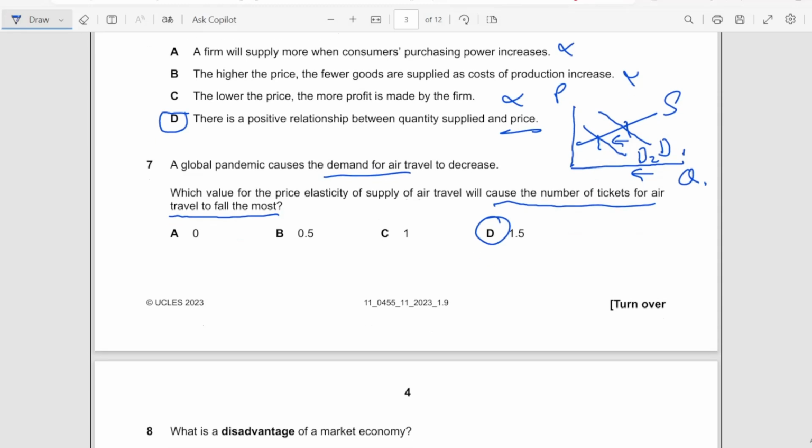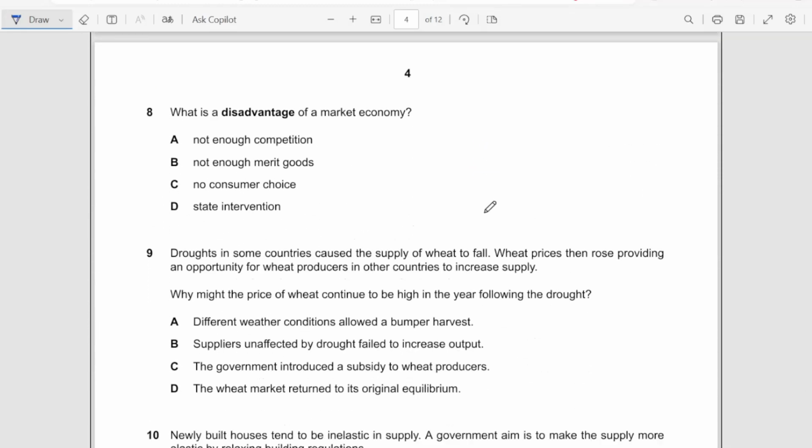All right, next question. What is a disadvantage of a market economy? Not enough competition. No, there is competition. In a planned economy, the government is producing, so there is no competition. Not enough merit goods. Yes, that's a market failure, because we are not concerned about the social cost and benefit, but rather the private cost and private benefits, and demand and supply is used to allocate the resources based on private costs and benefits. So this results in market failure because there's underproduction and misallocation of resources in the production of merit goods. No consumer choice.